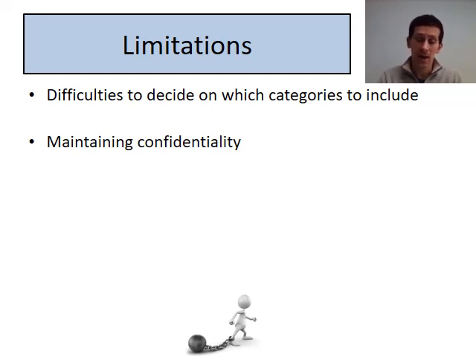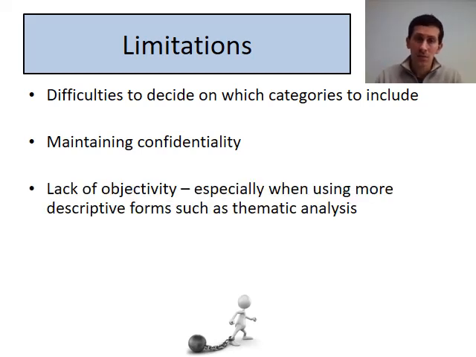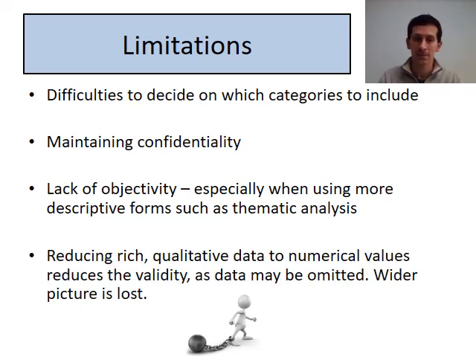Also, sometimes there's a difficulty in maintaining confidentiality. So you need to make sure that names are kept anonymous there. And sometimes they can lack objectivity, especially if you're using more descriptive forms of content analysis, such as thematic analysis. And the researcher might only be recording the things that they want to show. Okay, especially when it's something a bit more descriptive like a theme. If it's just recording the number of words, that's quite easy. But when we're picking out themes, sometimes the researcher can only include those themes he wants to show the results for. Okay, so you need to be aware of the lack of objectivity in content analysis.